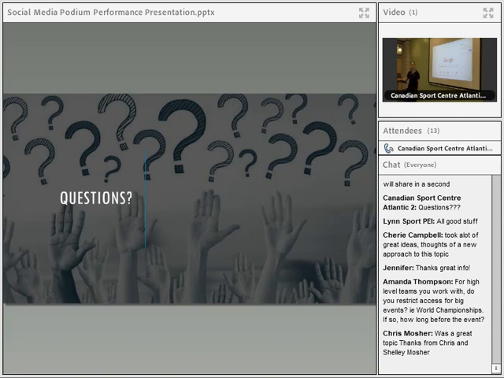For high-level teams you work with, do you restrict access for big events? And if so, how long before the event? Similar question. Definitely, we have that planned, and that's something that we talk about in our goals on a day-to-day basis. When we're talking about their pre-competition plan, especially distraction, I've not once had a team sport where I allowed phones the day of competition.